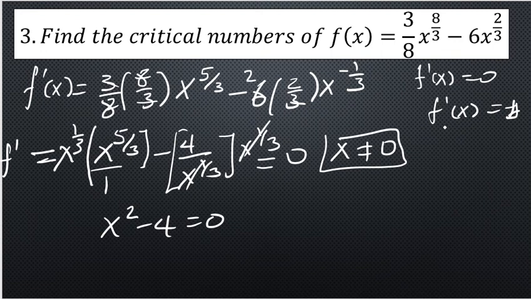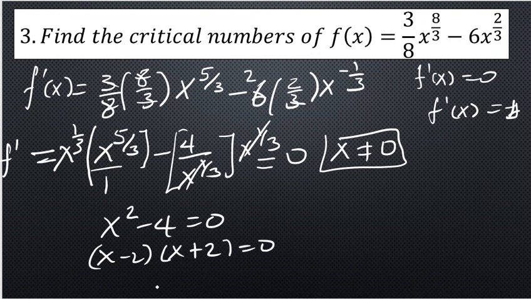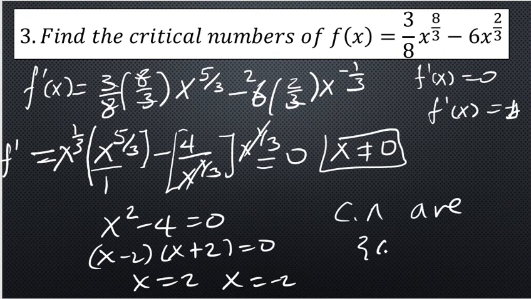As I told you before, critical numbers are the points where the derivative becomes 0 and where the derivative doesn't exist. This derivative becomes undefined at 0. So one of the critical numbers is 0. The other critical numbers we will find from here. When you factorize x squared minus 4, x minus 2 and x plus 2 equals 0. That means x is equal to 2 and x is equal to negative 2. Therefore, the critical numbers are 0, 2 and negative 2. That is the answer for our question number 3 for today.